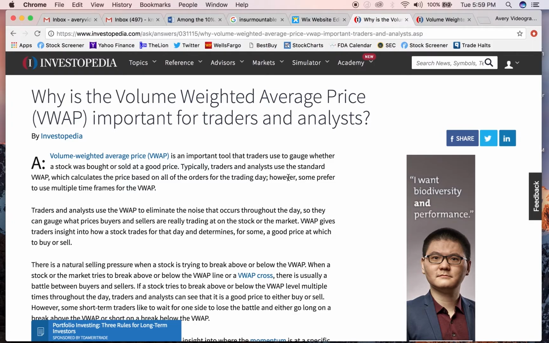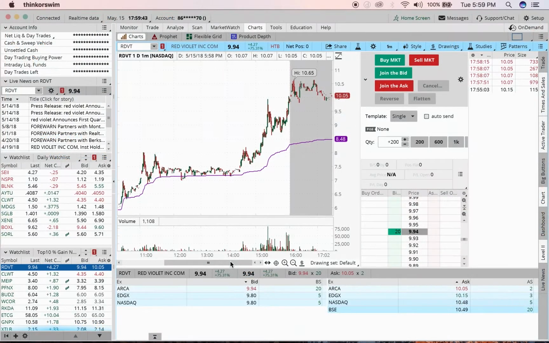Now you will notice on the VWAP that this indicator, when the stock comes down to this level, there's going to be a lot more buying pressure or selling pressure depending on if the price is below the VWAP or above the VWAP. Now we're going to take a look at a few examples of this, and I'm going to show you in Thinkorswim how to add the VWAP to your chart.